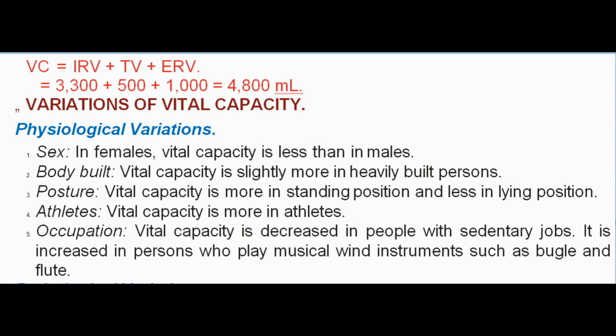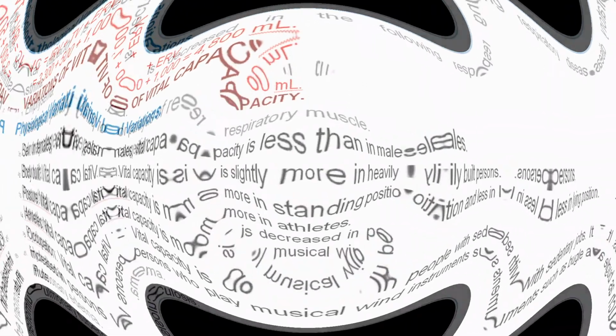Variations of vital capacity. Physiological variations. Sex. In females, vital capacity is less than in males. Body build, vital capacity is slightly more in heavily built persons. Posture, vital capacity is more in standing position and less in lying position. Athletes, vital capacity is more in athletes. Occupation, vital capacity is decreased in people with sedentary jobs. It is increased in persons who play musical wind instruments such as bugle and flute.